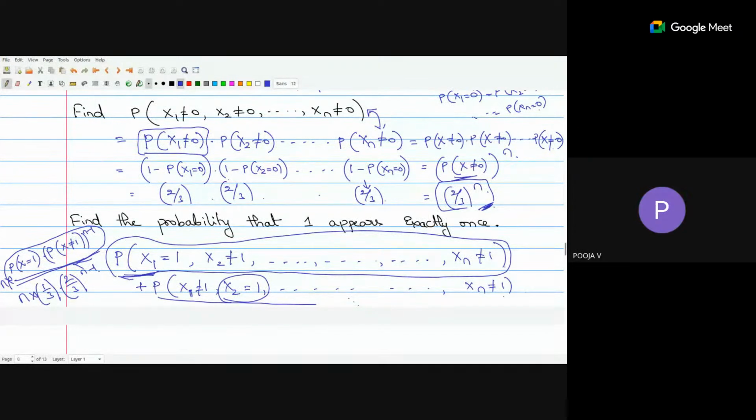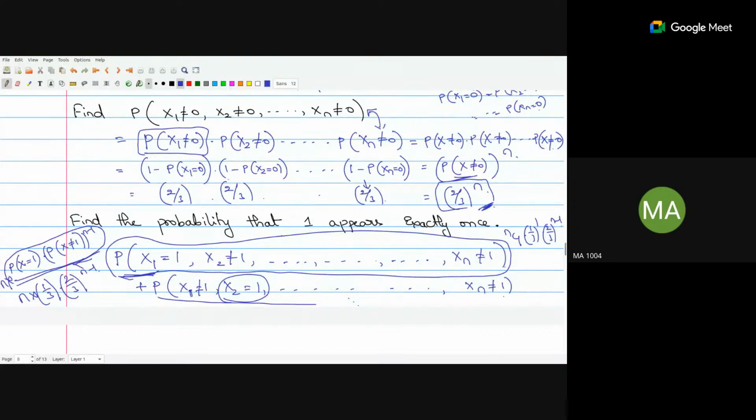Sir, it's kind of a binomial distribution, isn't it? Correct. Yes, it's a binomial. So it will follow a binomial, and we are looking for the equals to 1 case. That is like nC1 into 1 by 3 whole power 1, 2 by 3 whole power n minus 1. So something like this. From this you can extend your argument.